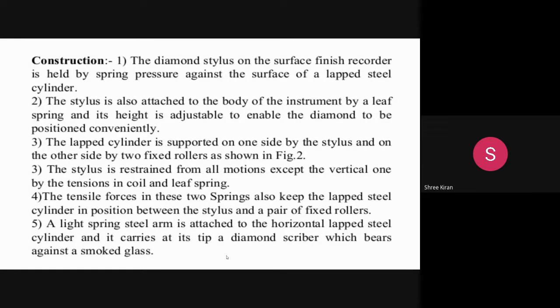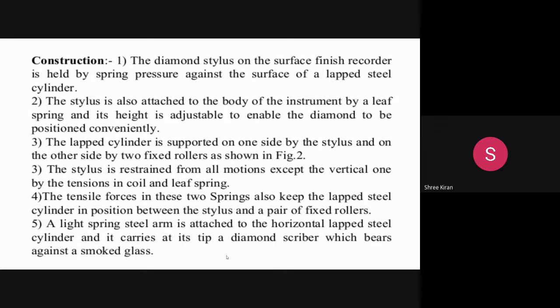Then the stylus is also attached to the body of the instrument by a leaf spring, and its height is adjustable to enable the diamond to be positioned conveniently.